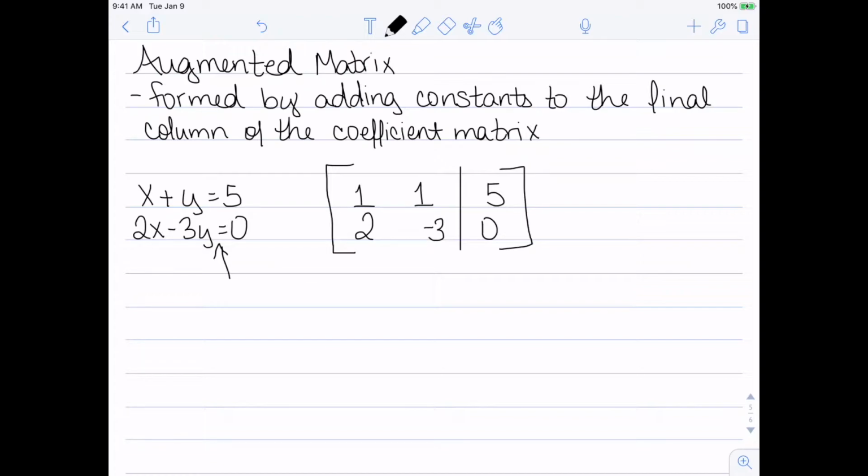We know that we have the coefficients for x in the first column, coefficients for y in the second, and then the constants are in the third and final column. And like I said before, this vertical bar represents the equal sign.